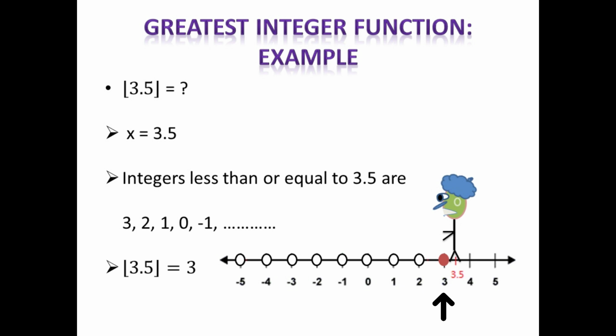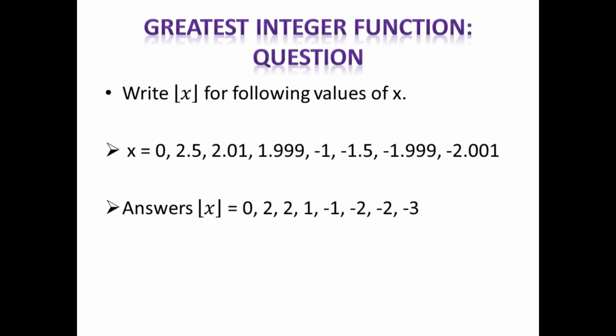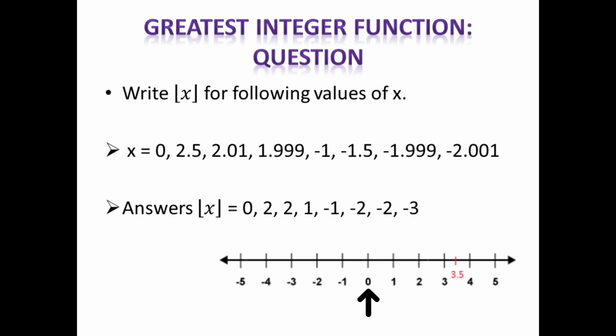Now let's look at some other values and try to find out what its greatest integer will be, so that we understand it a bit better. So these are the values we will look at. So for x equals 0, what are the integral values that are less than or equal to 0? Now 0 is itself an integer, so we will include 0 also and all other integers that are less than 0. So minus infinity to minus 1, 0 up to there. And out of all these, 0 is the greatest. So our answer will be 0.